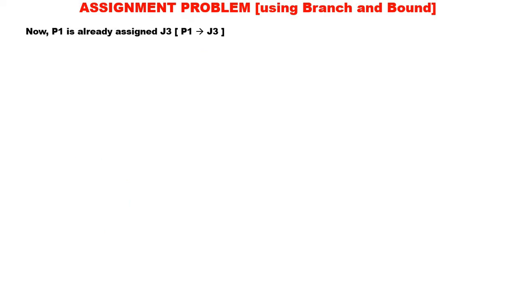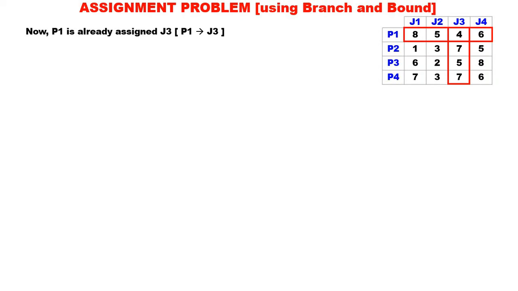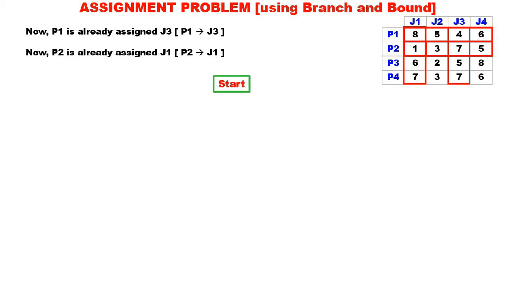Yes. Now P1 is already assigned to J3. Yes, we have this. P2 is already assigned to J1. We have this. Yes, till now this is over. Now, we'll do for P3. Now P3 cannot be assigned to J1 because P2 is already assigned to J1. P3 cannot be assigned to J1. P3 can be assigned to J2.